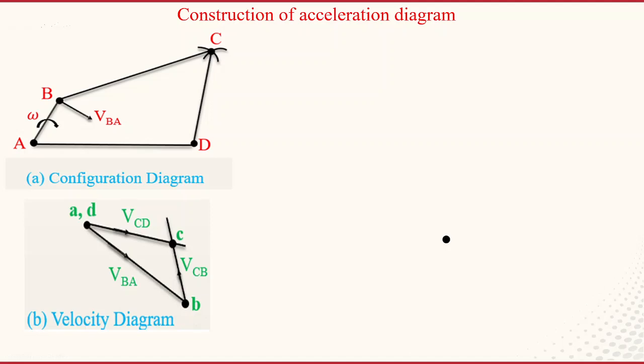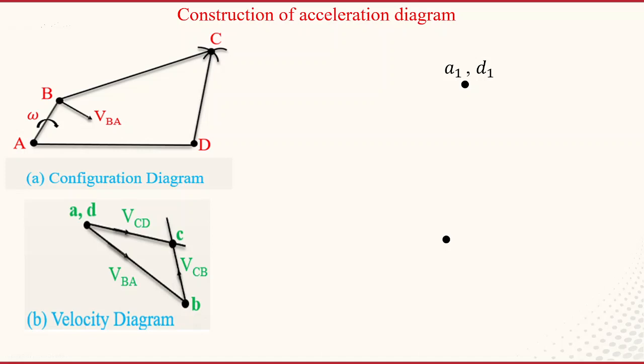First, you have to mark a convenient point and assign all the fixed points to that point. Here in this mechanism, what are the fixed points? A and D are the fixed points. Now assign convenient points according to the space of the paper available, and mark these two points as A1 and D1. Because the velocity diagram already used small a, b, c, d, in the acceleration diagram I am using small a1, b1, c1 like that. So now I assign a1 and d1.